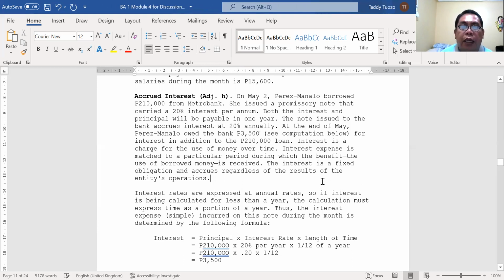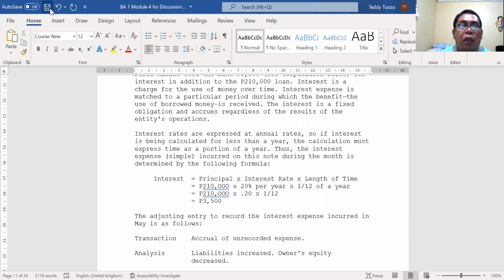Okay. For interest in addition to the 210,000 loan. Interest is a charge for the use of money over time. Interest expense is matched to a particular period during the benefit the use of the borrowed money is received. The interest is a fixed obligation accrues regardless of the results of the entity's operation. Bisan palugi, basta kung obligasyon, bayaran na siya.